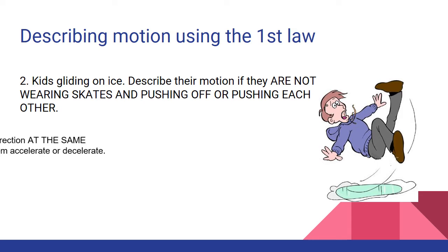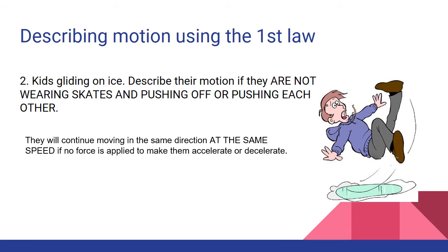The answer is that they will continue moving in the same direction at the same speed unless there is another force applied to them to make them accelerate or decelerate. So what we've seen with Newton's first law is that they will keep moving in the same direction unless something happens, like they get to the end of the ice or one of their friends comes and bumps into them and pushes them in another direction.